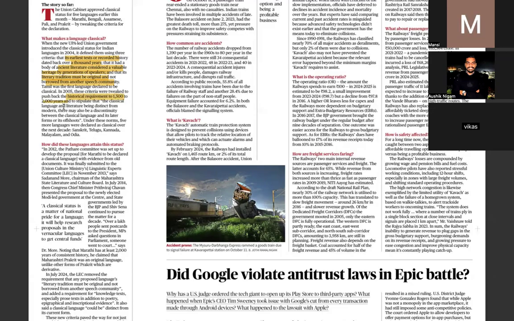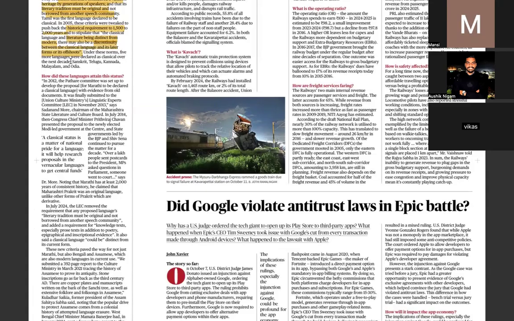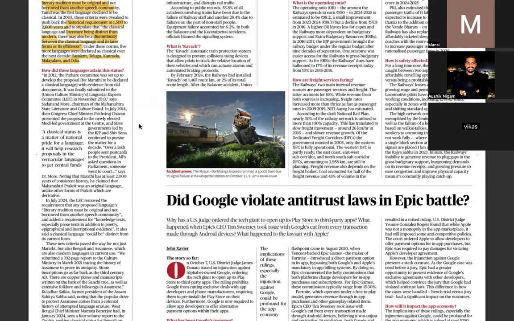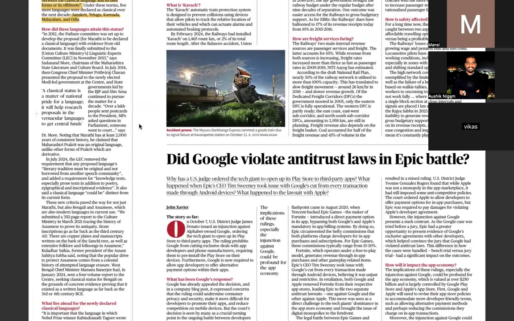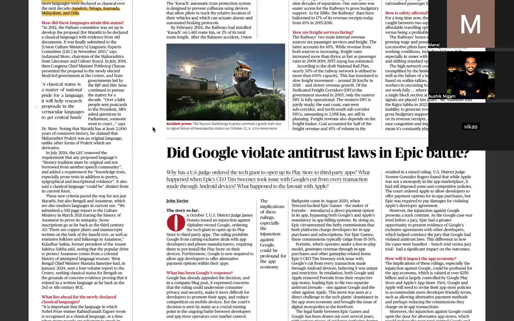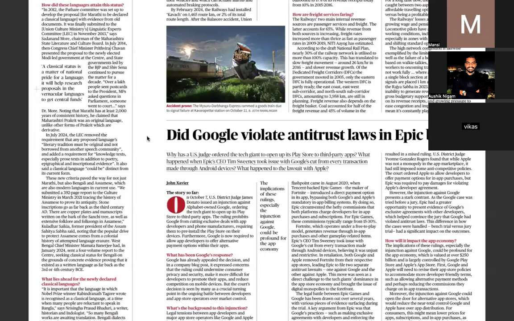So literature needs to be distinct from the modern literature. And there may also be discontinuity between the classical language and its later forms or its offshoots. So this is also one important criteria. So other languages are Sanskrit, Telugu, Kannada, Malayalam, and Odia. So Union Ministry of Culture is the institutional authority here. So classical status is a matter of national pride for a language. It will help research proposals also in vernacular languages to get central funds.